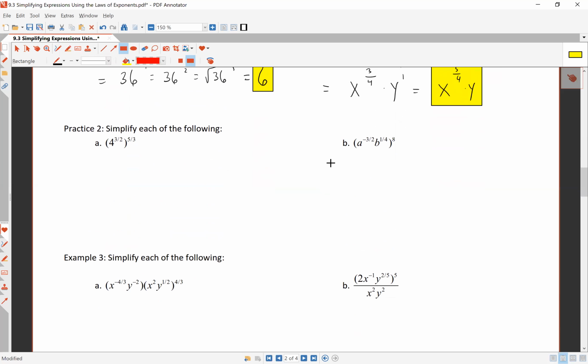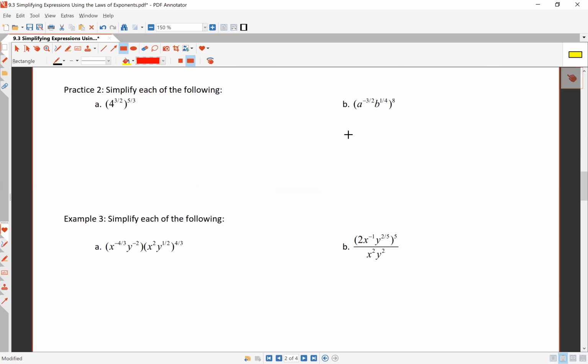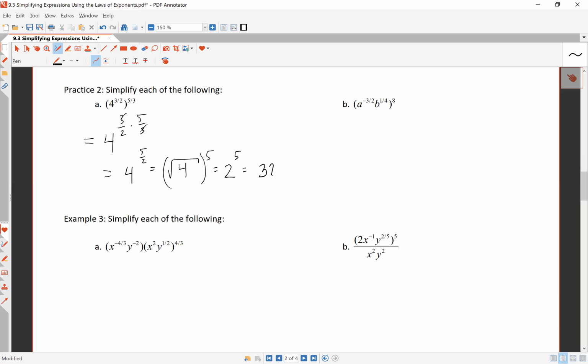Now that you've had a chance to work these out, I'll work these out with you. Power to a power, we multiply 3/2 times 5/3. The 3's cancel, and we're left with 4 to the 5/2. The denominator becomes the index on your radical. The numerator becomes the power. Square root of 4 is 2, and when I raise that to the 5th power, I get 32.